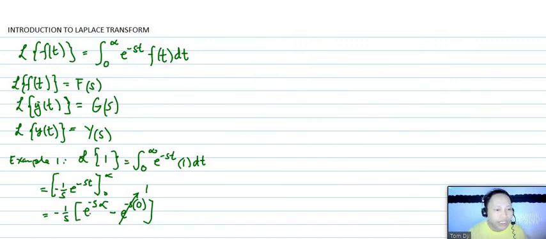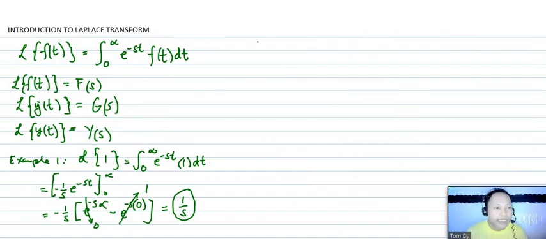And then this one, e raised to negative s times infinity, is equivalent to 0. When you have infinity here, this is equivalent to 0. Therefore, 0 minus 1, negative 1, times negative 1 over s, that is equivalent to 1 over s. So this is now our Laplace transform of 1, that is 1 over s.